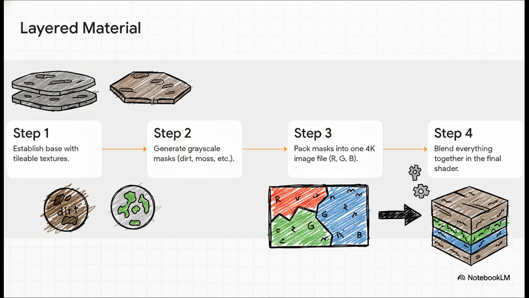You start with your base tileable textures. Then you create these simple black and white images or masks for things like dirt and edge wear. Now, here's a super clever trick to save memory. You pack 3 of those different masks into the red, green, and blue channels of a single image file. Finally, in your 3D software, the material itself, the shader, unpacks those channels and blends all those layers together to create the final look.